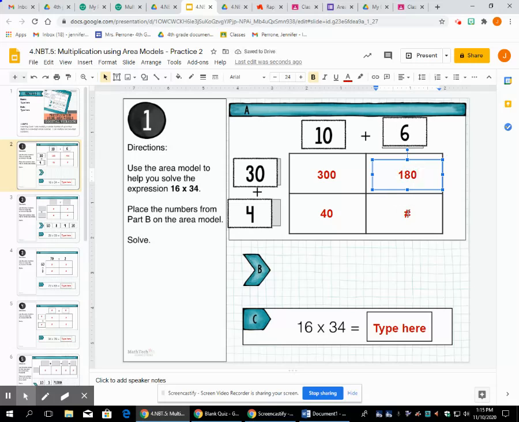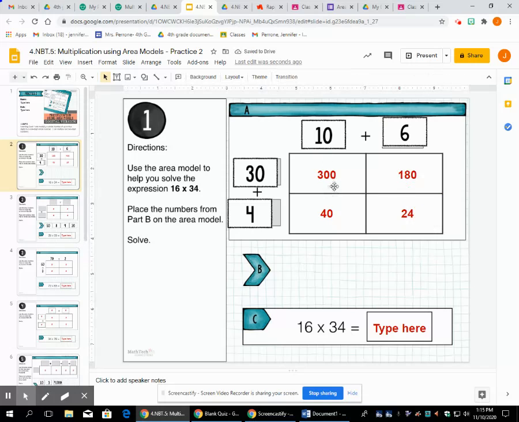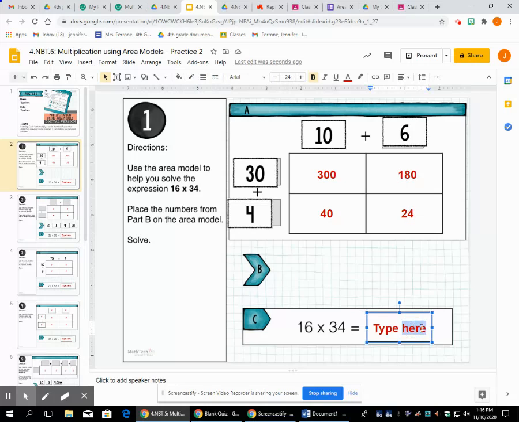Well, I still need something for this box. So if you forget, make sure you bring your number down, bring this number over, and where they meet is what you'll put the answer. 6 times 4 equals 24. Then what you're going to do is add up all 4 boxes. So you're going to add 300 plus 180 plus 40 plus 24. When you add those up, you will get 544, which is your answer for 16 times 34.